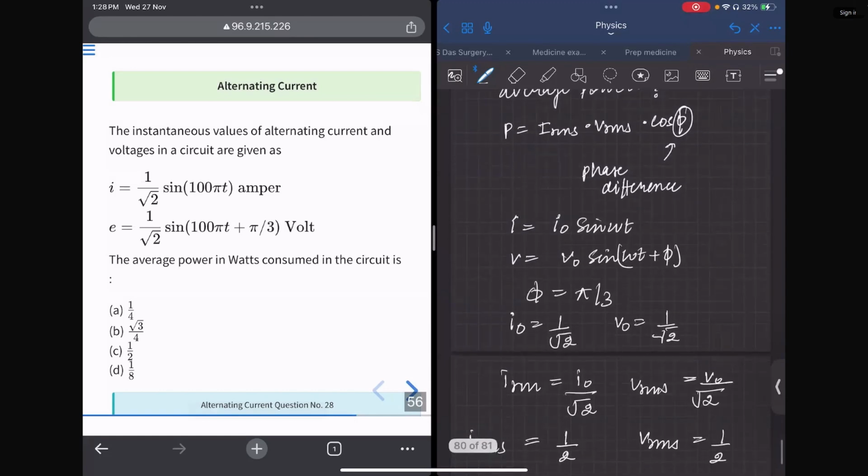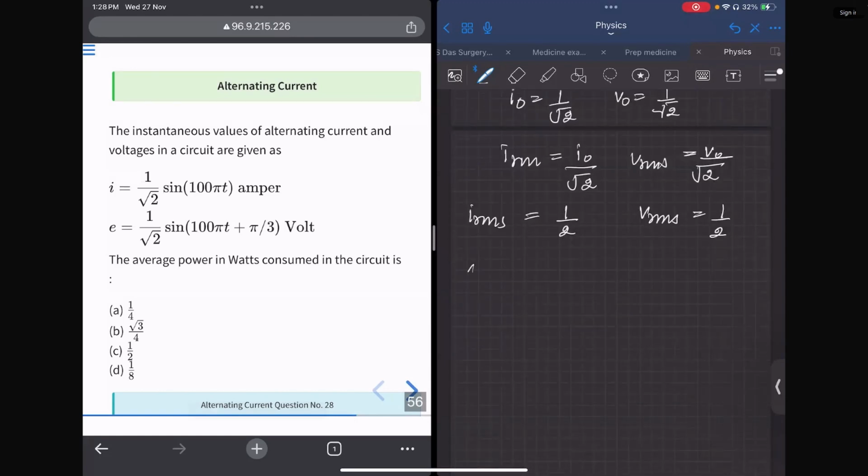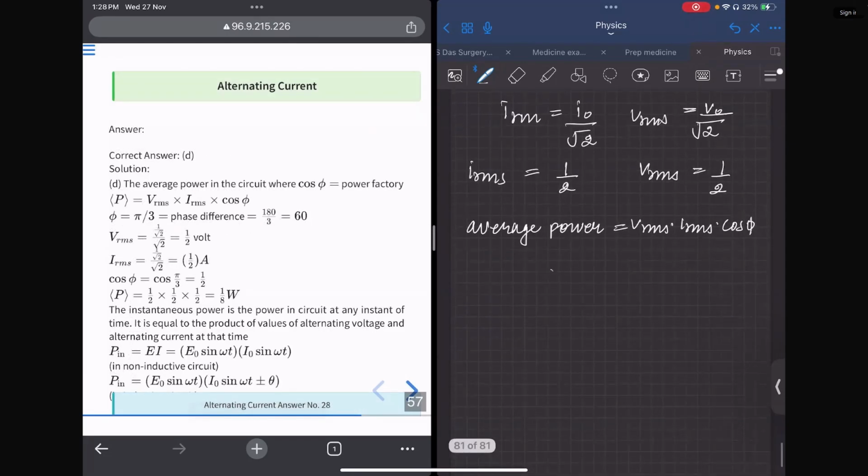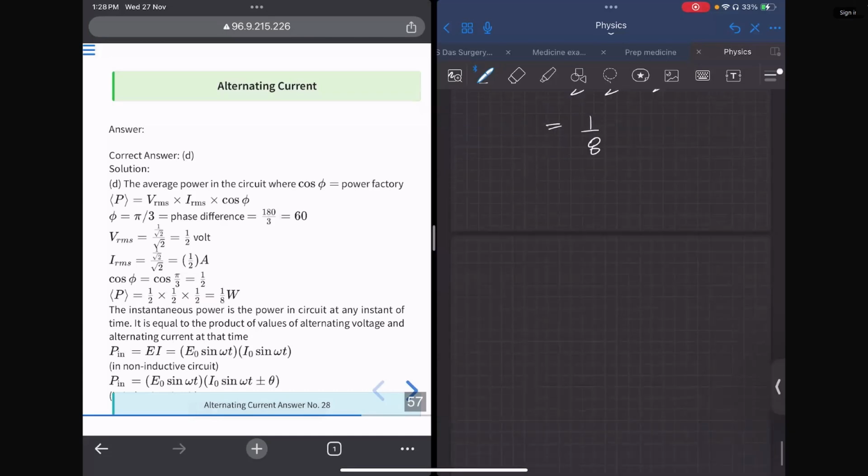So what is the average power? Average power is VRMS into IRMS into cos phi, which is equal to 1 by 2 into 1 by 2 into cos pi by 3, which is equal to 1 by 2 into 1 by 2 into 1 by 2, equals 1 by 8. So what is the average power in this case? Average power is 1 by 8 watts.